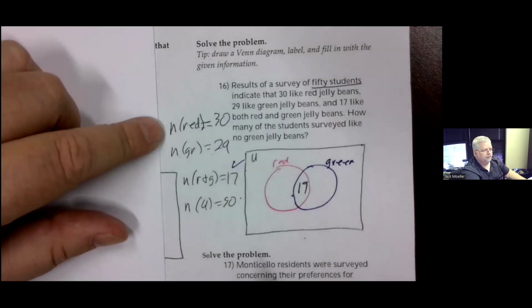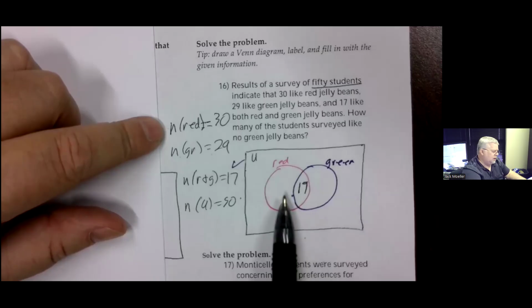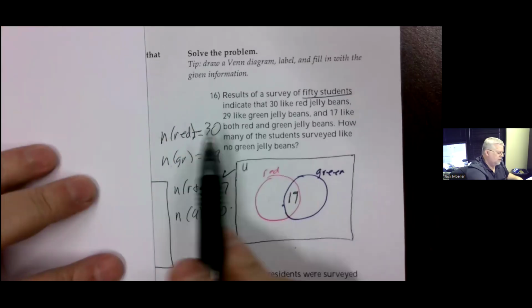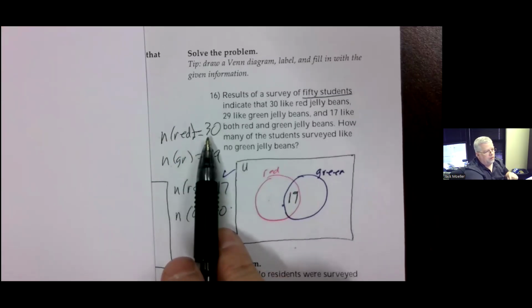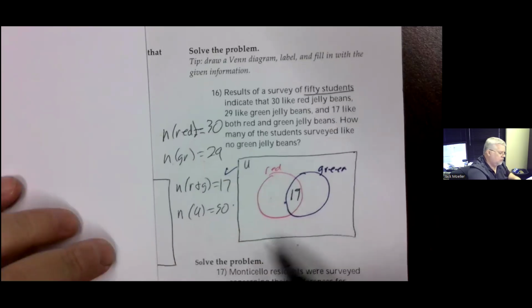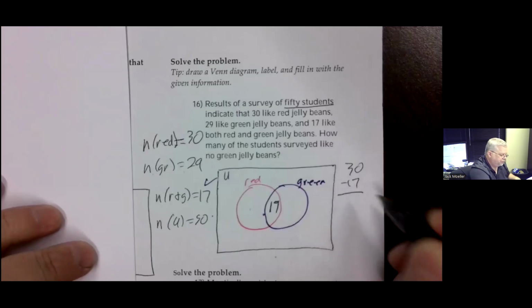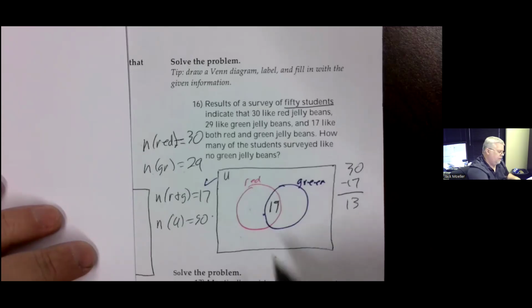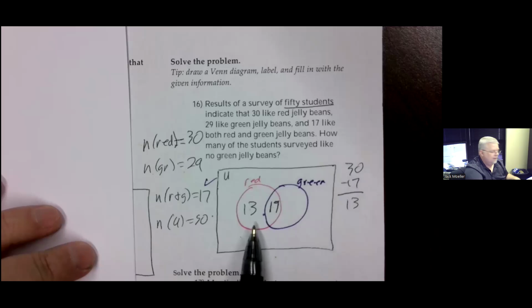So let's go back to the 30. The number of people who like red jelly beans is 30. Again, do not put 30 here, because if you put 30 here, you're saying that 30 plus 17 like red jelly beans, but there's only 30. If it said red only, then you put the 30 there. We don't have the word only, so what we have to do is subtraction. We need 30 in the circle. We've already counted 17, so 13 left over. So there are 30 people total who like red jelly beans. 17 of them happen to like green as well. 13 of them only like red.